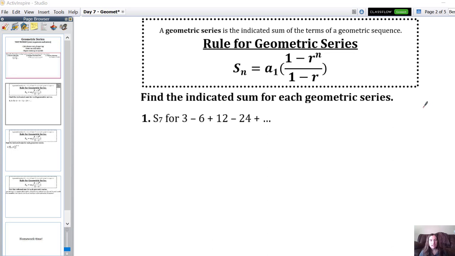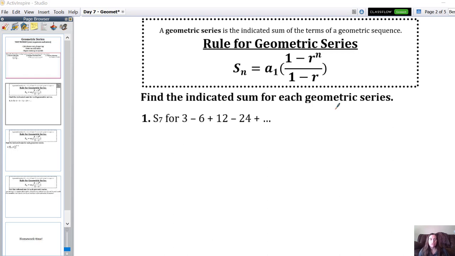We've talked about arithmetic sequences and series. Now we're going to go over a geometric series and how it relates to its sequence. Our rule for a geometric series is S sub n equals a sub 1, your first term, times this fraction, 1 minus r to the n over 1 minus r. R is that common ratio to get from one number to the next.